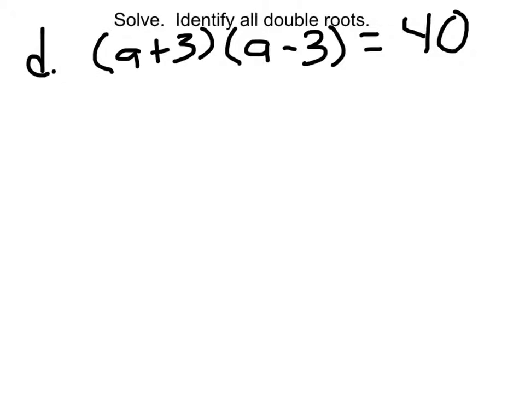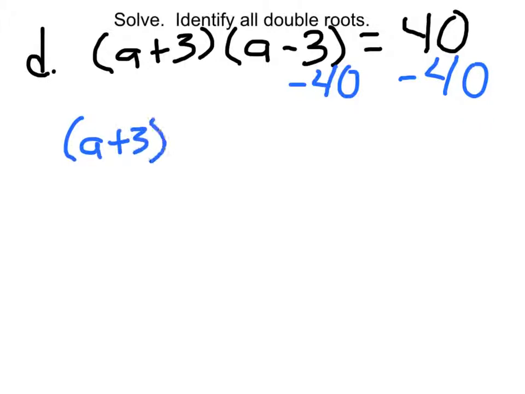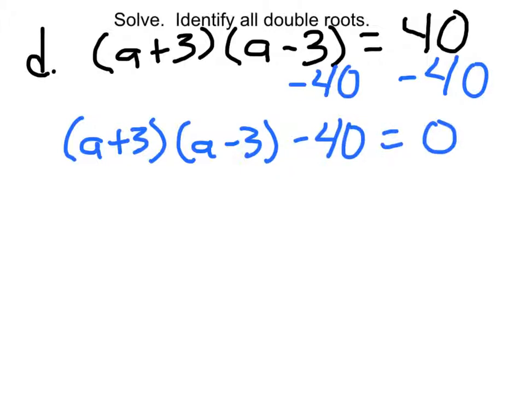In letter D here, we're going to begin the same way by making one side 0. So I'm going to subtract this 40, and over here I'm going to subtract this 40. Now, after I do that, I have a plus 3 times a minus 3 minus 40 equals 0.